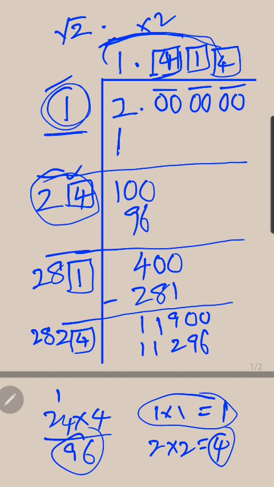2,824 4s are 11,296, that is less than 11,900. Then again you can subtract it. If you subtract these two, you will get another number. But here we got the total root 2 value, 1.414, 3 decimals we got. So in this way we have to find the values of root 2, root 5, whatever it may be, we can find it easily.